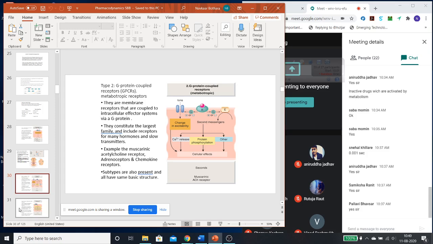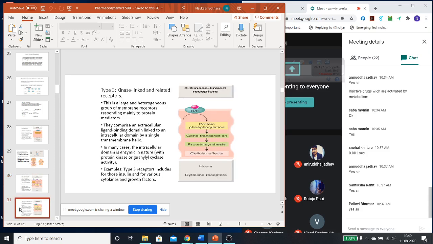Then the next type of receptor is kinase linked receptor. These are a large and heterogeneous group of membrane receptors. Again, an extracellular ligand binding domain is present on that, and it is enzymatic in nature, which causes activation of protein kinase or guanylyl cyclase. And example of this receptor is for insulin or cytokine type of receptor. So when it binds, it causes protein phosphorylation, it causes gene transcription, and because of that protein synthesis, and thereafter cellular effect.